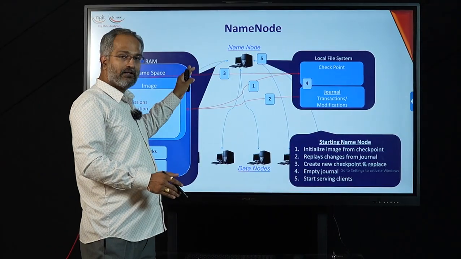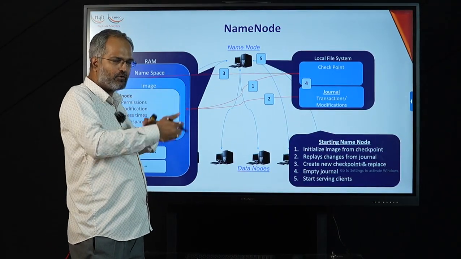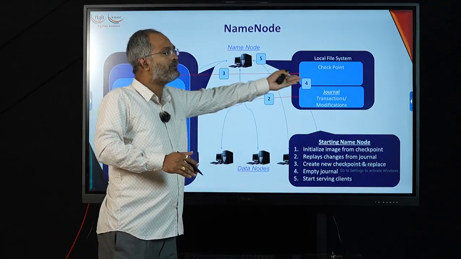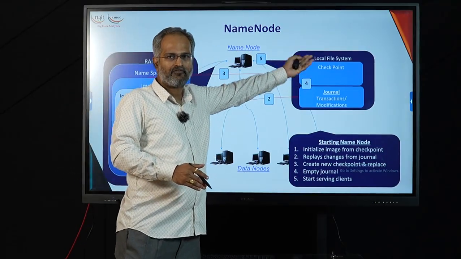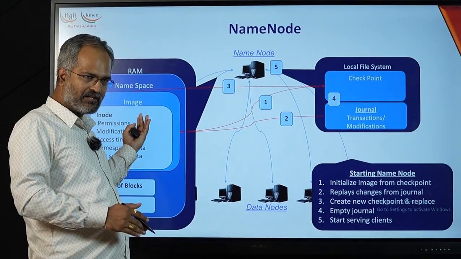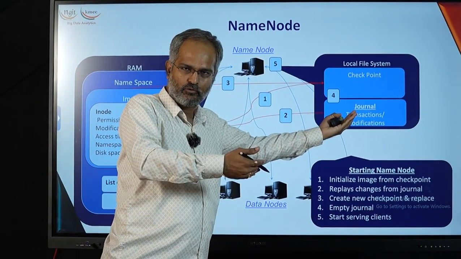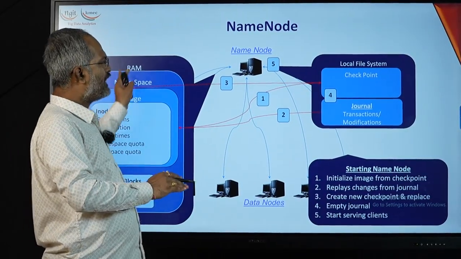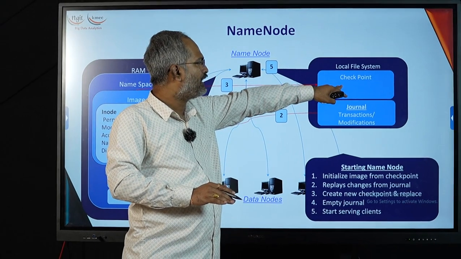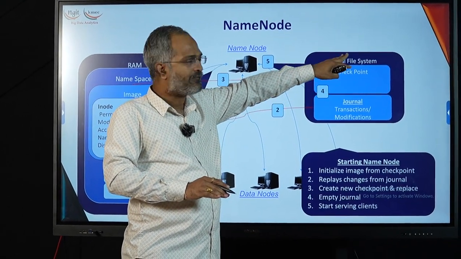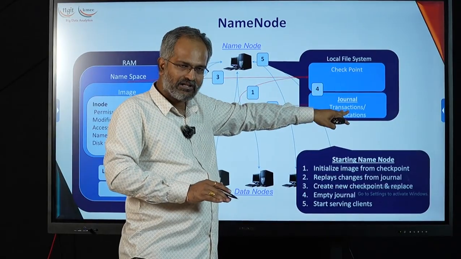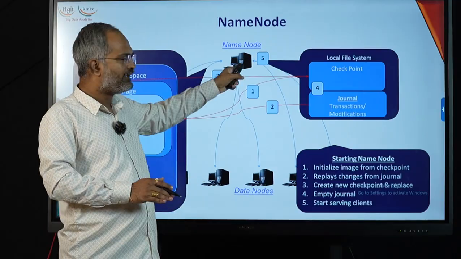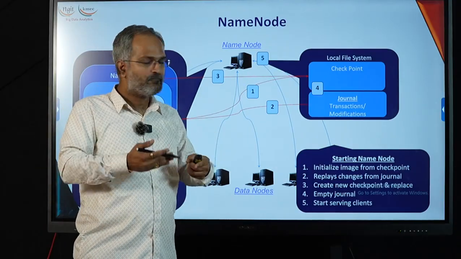And then whenever you restart the name node, at that time the image will be reloaded again, meaning that the checkpoint will be loaded, and the journal has the new transactions. They will be loaded and replayed, and the image will be up to date. That updated image will replace the checkpoint, so the checkpoint is up to date, and then the journal will be empty, and then it starts the services. This will be a cycle. So this is the name node.